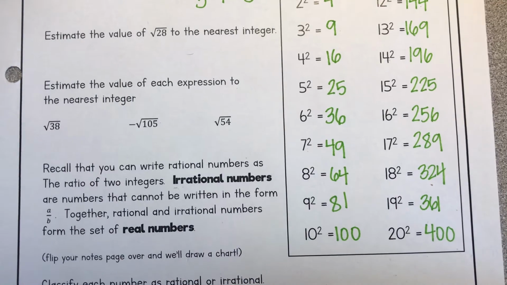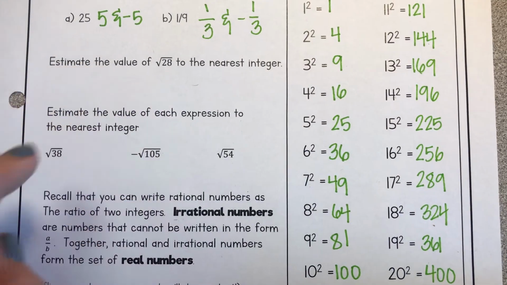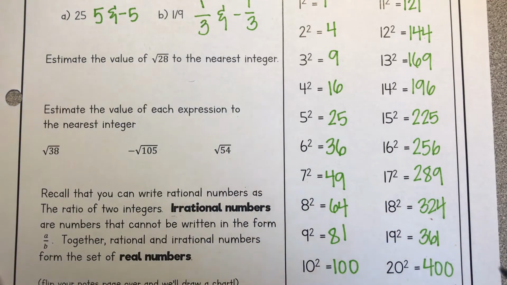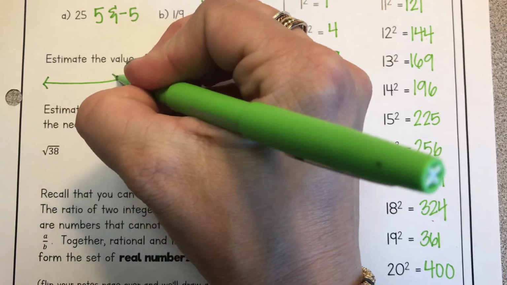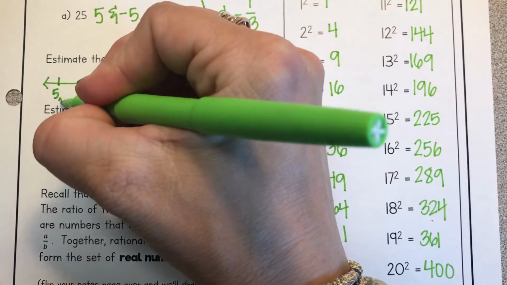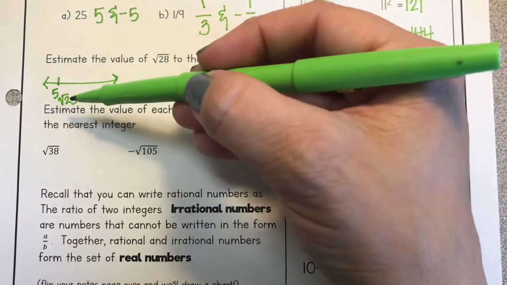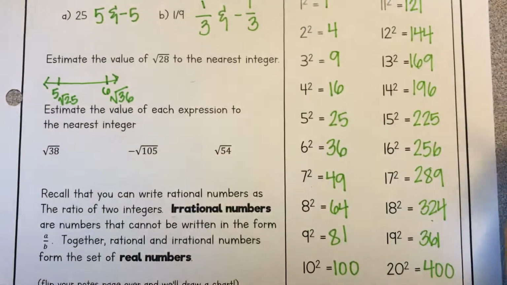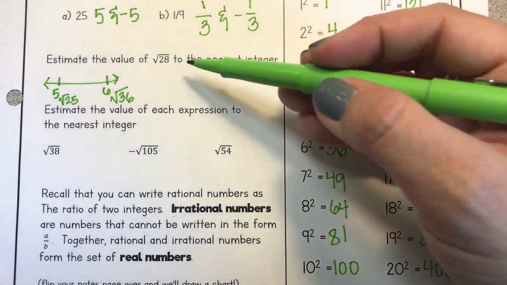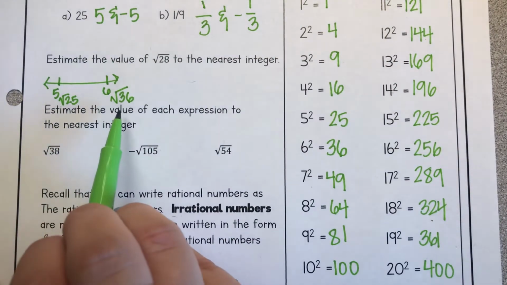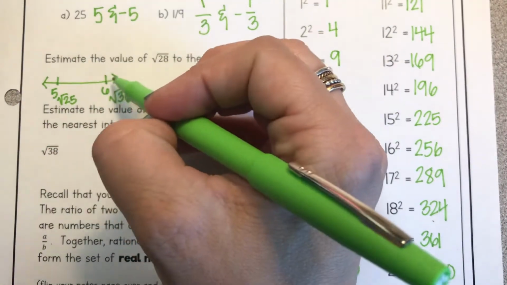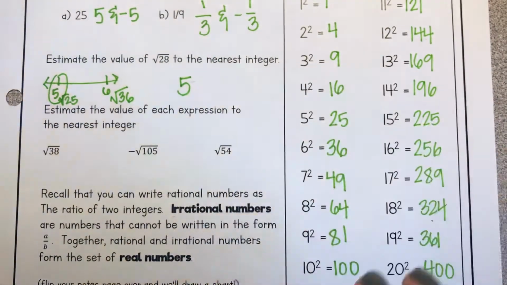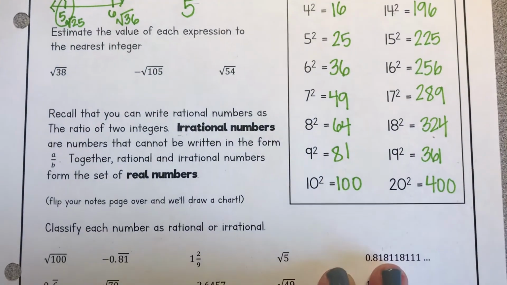Here we go. Okay, so now that we have these written down, our next question says estimate the square root of 28 to the nearest integer. If we thought about it on a number line, we know that 5 is the same thing as the square root of 25. That's just a different way to write 5. And I know that 6 is the same thing as the square root of 36. So 28 is going to be somewhere in between the square root of 25 and 36, but I'm just trying to figure out which one it's closest to, and it's closest to 5. So that's my answer. Okay, so we're going to do the same thing down here.